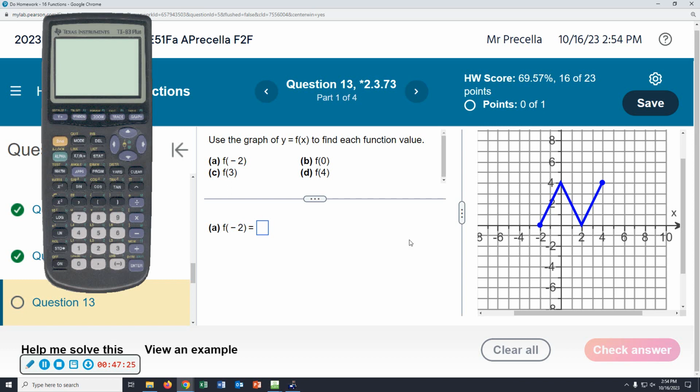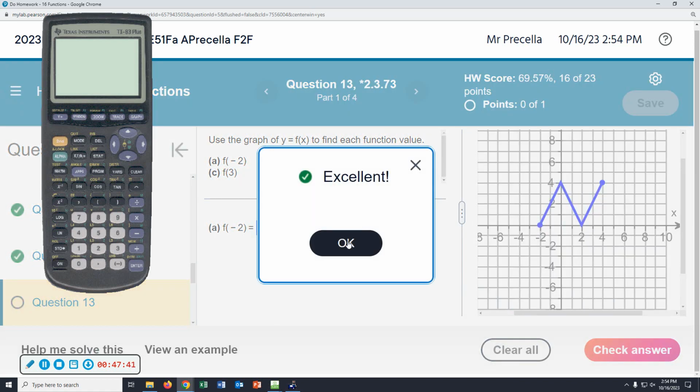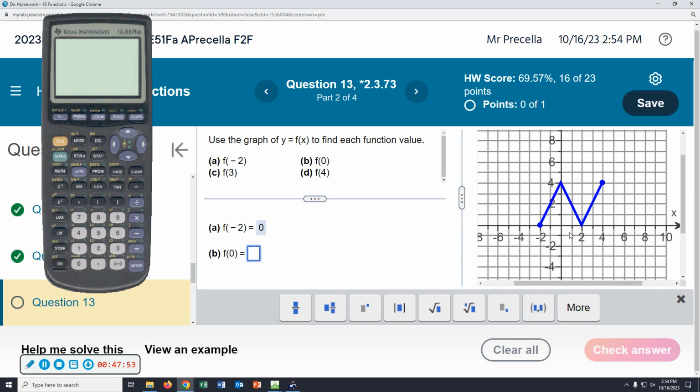Looking at part A, we want f of -2. The x value is -2. What's the y value when x is -2? 0. When x is -2, the y value is 0. I agree. But there's no work to show there other than just reading the graph. F of 0. When x is 0, what's the y value? 4. Right there, that point. When x is 0, the y value is 4.